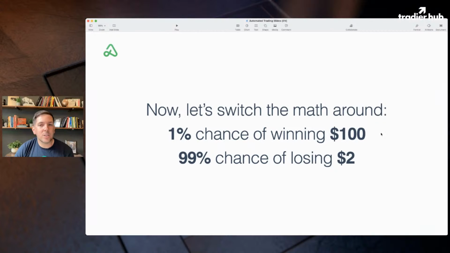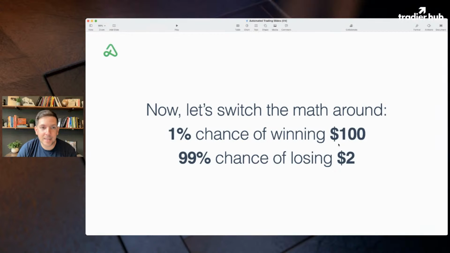Okay? So let's switch the math around, and now let's play the same game, but with different stats. And hopefully you guys are still enjoying this as I go through this. We know originally that game had really, really good stats, so let's switch the math around. Now let's assume that this time there's only two things that can happen. You can either win or lose on the game. There's a 1% chance of winning, and if you win, you win $100.